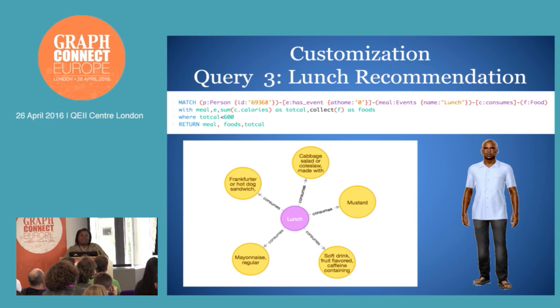So this is kind of the point of this presentation, which is the lunch recommendation is a hot dog, some coleslaw, mustard, mayonnaise, a soft drink that has caffeine. This is nothing that a nutritionist would probably tell anybody to actually eat. But it is something that is a healthier behavior than what this guy is currently doing. So if recommended, this is probably something he's willing to do. And if recommended, it's probably something that will get him closer to his goals.